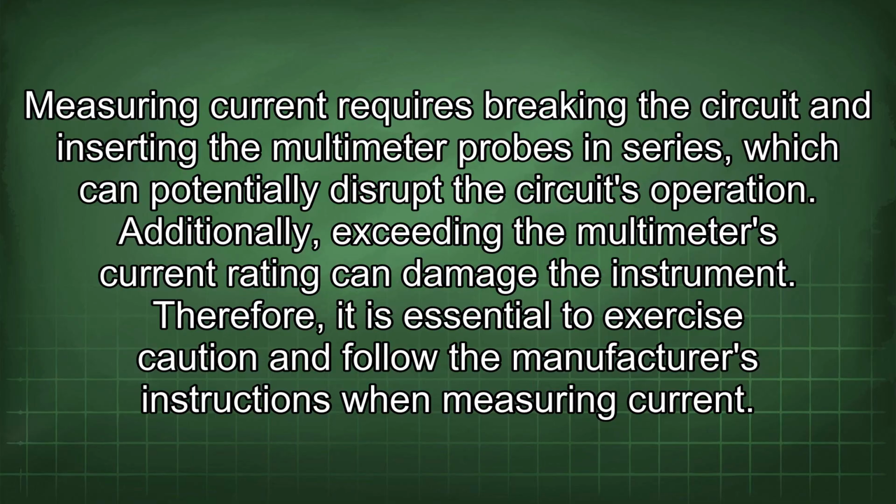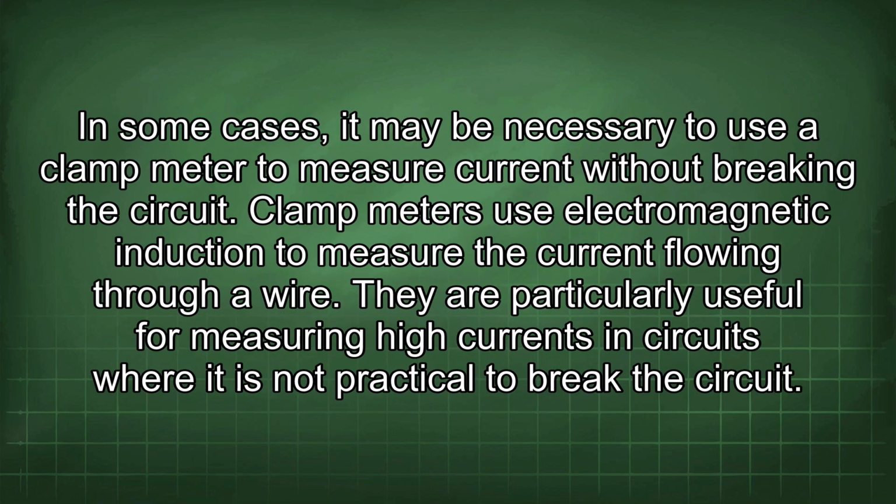Additionally, exceeding the multimeter's current rating can damage the instrument. Therefore, it is essential to exercise caution and follow the manufacturer's instructions when measuring current. In some cases, it may be necessary to use a clamp meter to measure current without breaking the circuit. Clamp meters use electromagnetic induction to measure the current flowing through a wire. They are particularly useful for measuring high currents in circuits where it is not practical to break the circuit.